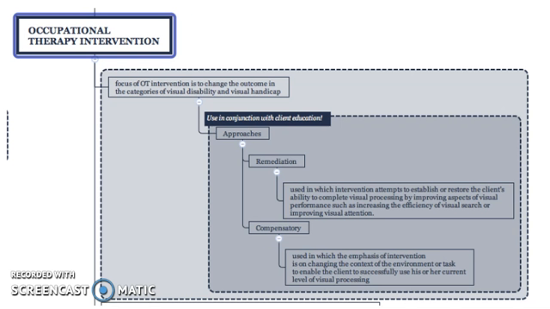You're going to use this in conjunction with a lot of client education. The approaches that we want to use are remediation and compensatory. Remediation is used when you want to establish or restore the client's ability to complete visual processing. This is helpful for things like efficiency of visual search or improving visual attention. Whereas for compensatory, this is when you want to enable the client to successfully use his or her current level of visual processing. We may not think that it can be as fixed per se.